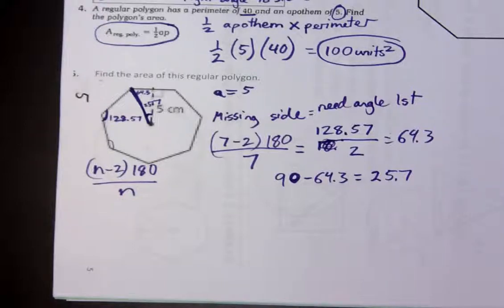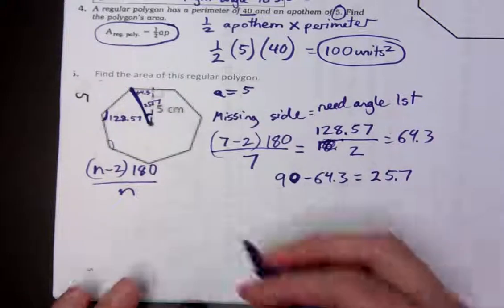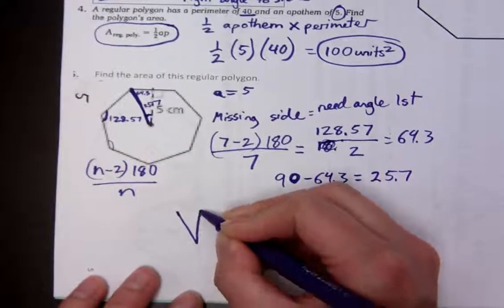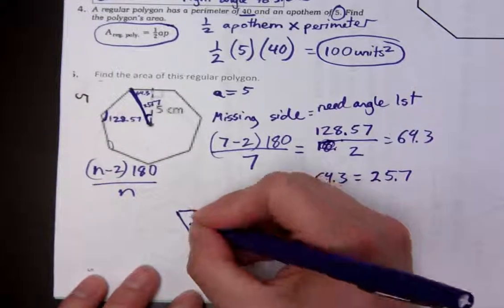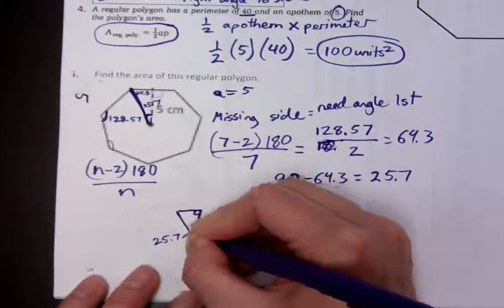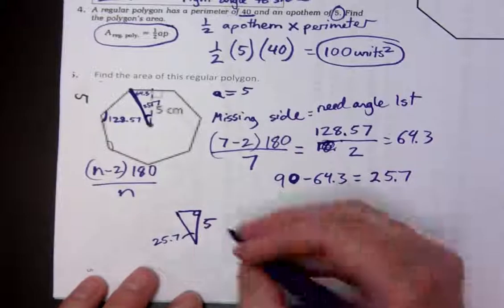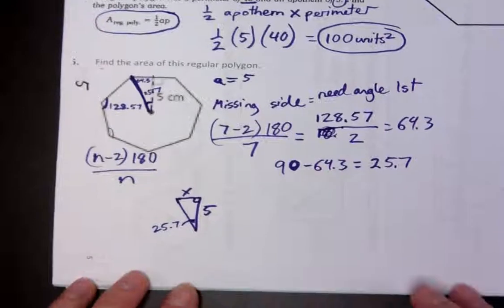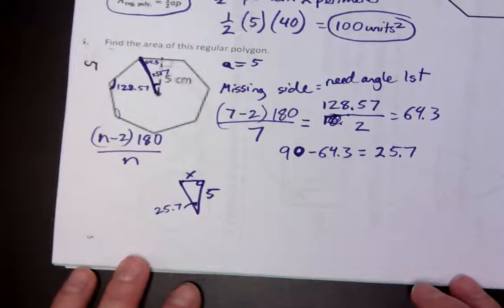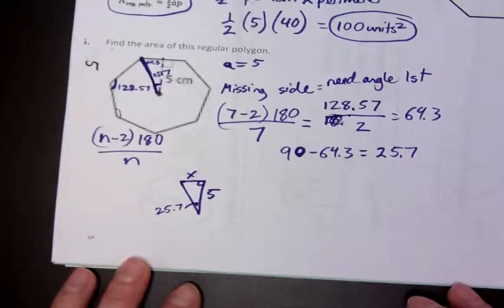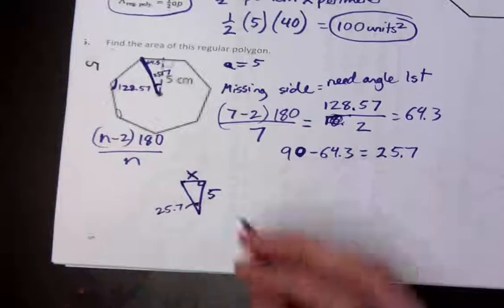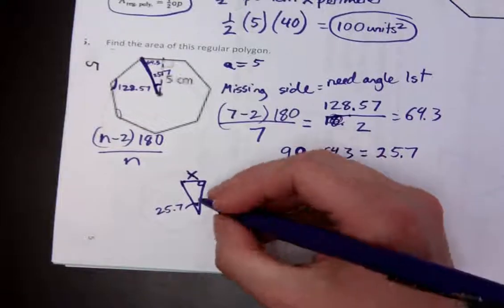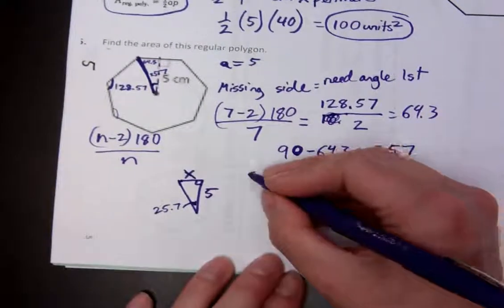Okay, now that we have that angle, what can we do with that angle to find the missing side? Multiply by... So now I have a right triangle with an angle of 25.7 and a side of 5. What math have we learned to use an angle and a side to find a missing side? Trigonometry. Yeah. Pythagorean theorem if we have two sides. Special rights if we have a 45, 30, or 60 degree angle. But if it's none of those, yeah, it's SOHCAHTOA.